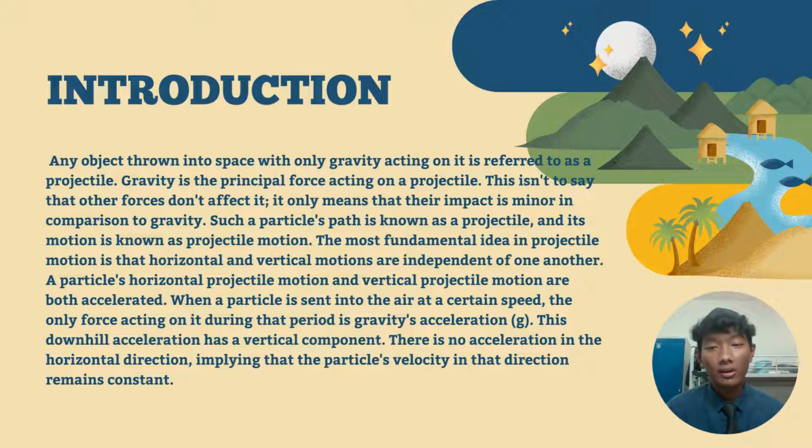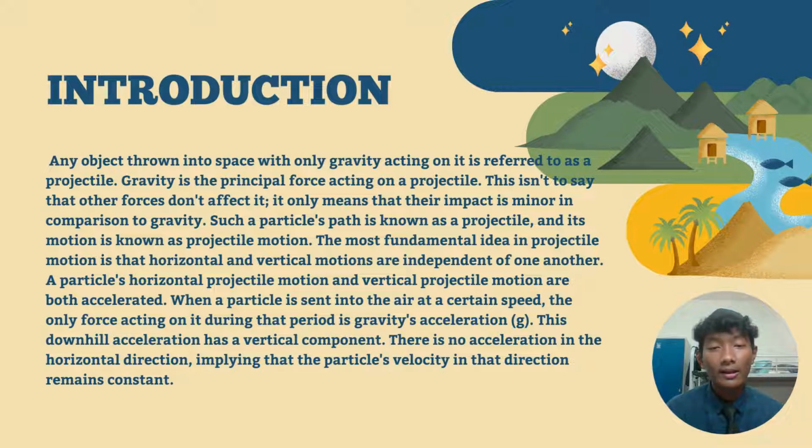Any object thrown into space with only gravity acting on it is referred to as a projectile. Gravity is a principal force acting on a projectile. This is not to say that other forces don't affect it. It only means that their impact is minor in comparison to gravity. Such a particle's path is known as a trajectory and its motion is known as projectile motion.